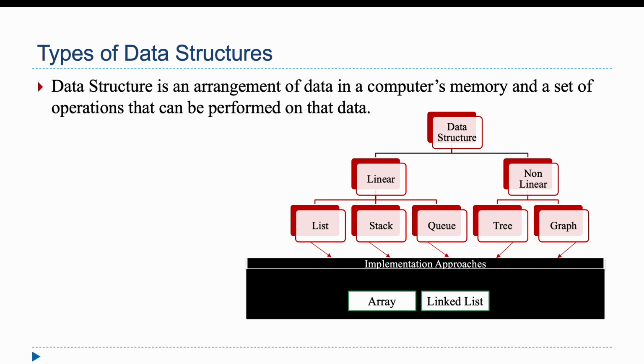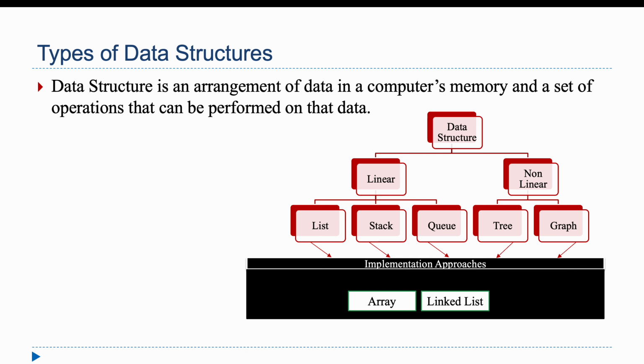Data structures are essentially ways of organizing and storing data in a computer program. There are different types of data structures, but they can be broadly categorized into two main categories: linear and non-linear. Linear data structures are those where data elements are organized in a sequential order. Examples of linear data structures include arrays, linked lists, stacks, and queues.